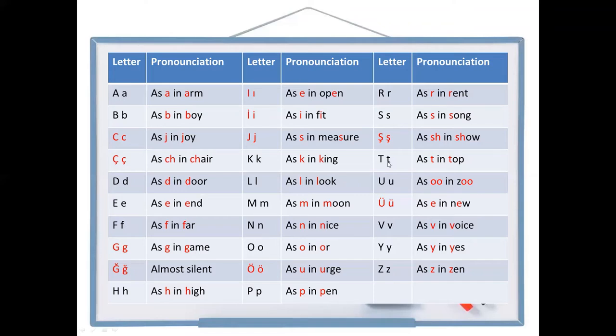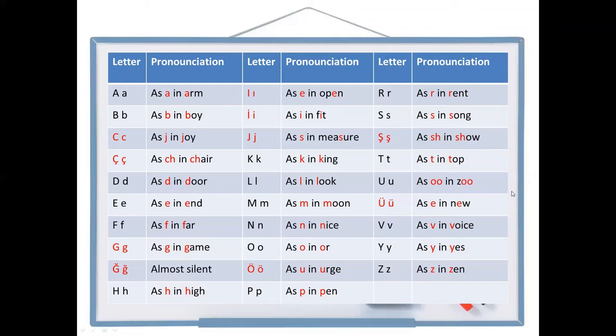And the next one is T, as in top. And the next one is U, as in zoo. And the next one is a thinner version of U, Ü, as in new. And the next one is V, as in voice. And the next one is Y, as in yes. And the last one is Z, as in zen. Okay, these are the letters in Turkish alphabet.